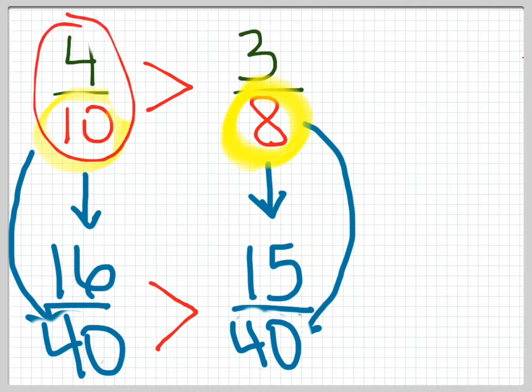It is bigger. Okay, so that's how we are going to compare two fractions together, even when they don't have the same denominator.